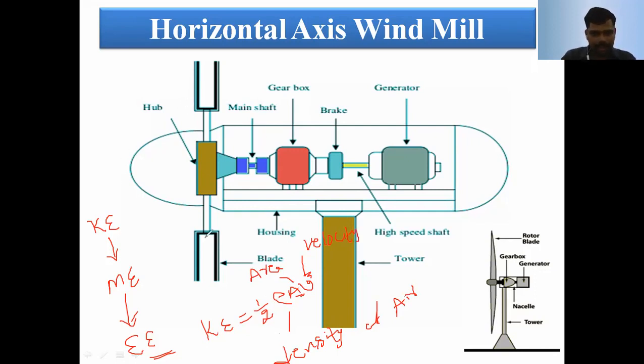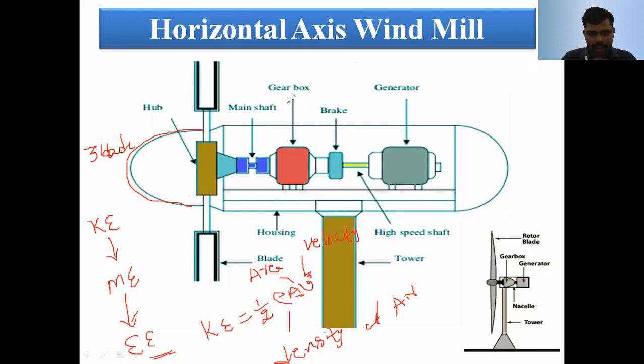The blades are either a 2-blade mechanism or a 3-blade mechanism. Generally, in the horizontal axis wind turbine, the 3-blade mechanism is preferred. The blades of the turbine are attached to the hub. This is the front cover. The nacelle is the end cover. The hub is mounted on the turbine shaft.